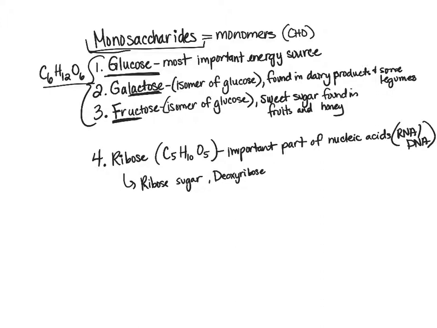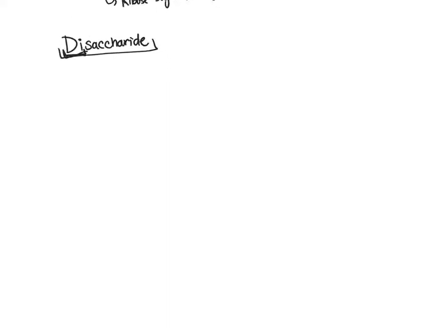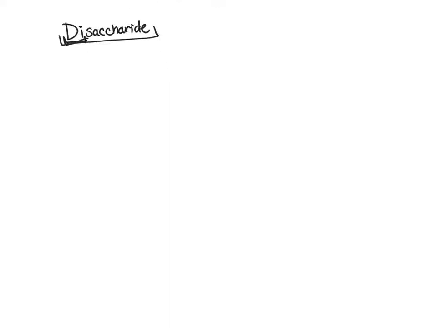Now, if we take our monomers of carbohydrates, because remember, these are our building blocks, and we put them together, we get different types of molecules that you should understand. So if we take two monosaccharides and put them together, we get something called a disaccharide. Di meaning two. So we take two monosaccharides and we get our disaccharides.